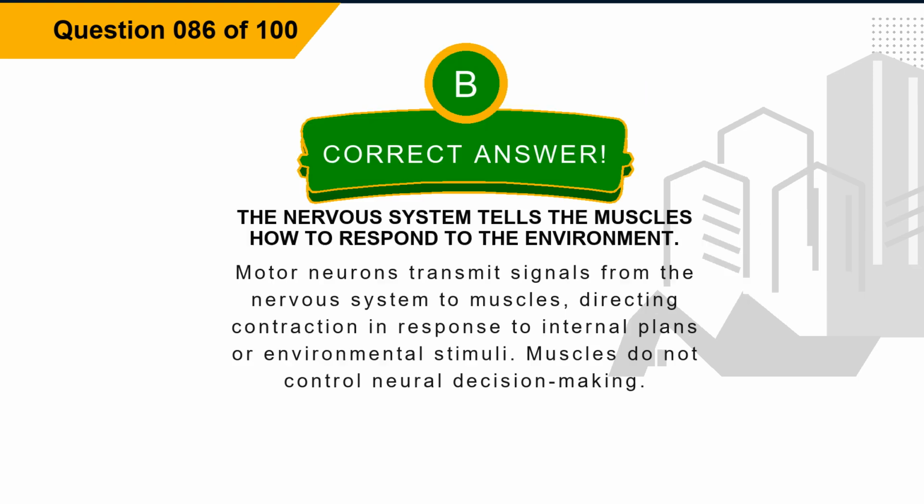The correct answer is option B, the nervous system tells the muscles how to respond to the environment. Explanation: motor neurons transmit signals from the nervous system to muscles, directing contraction in response to internal plans or environmental stimuli. Muscles do not control neural decision-making.